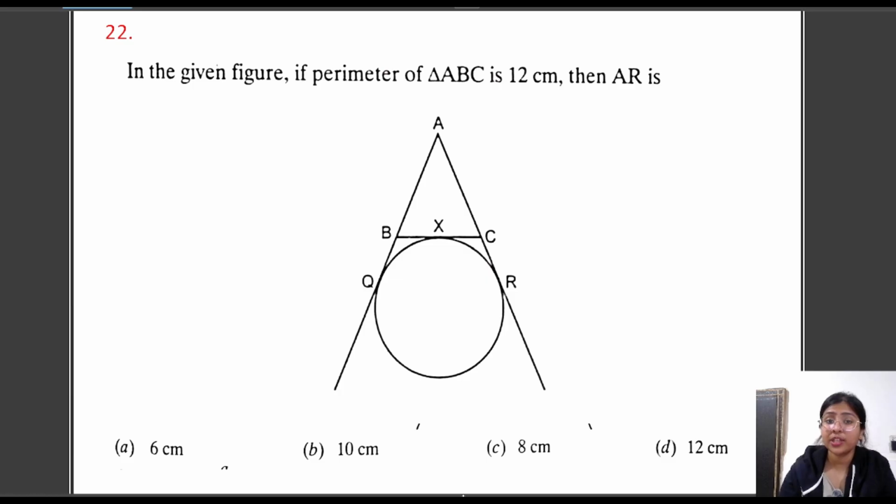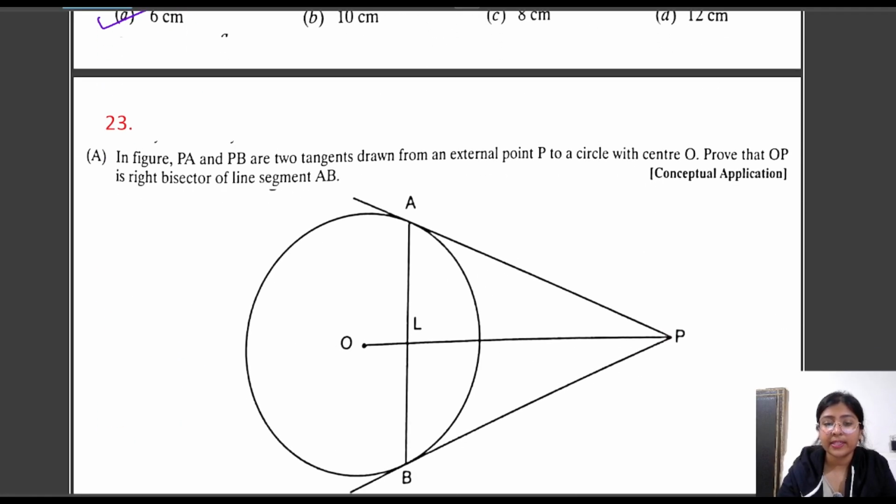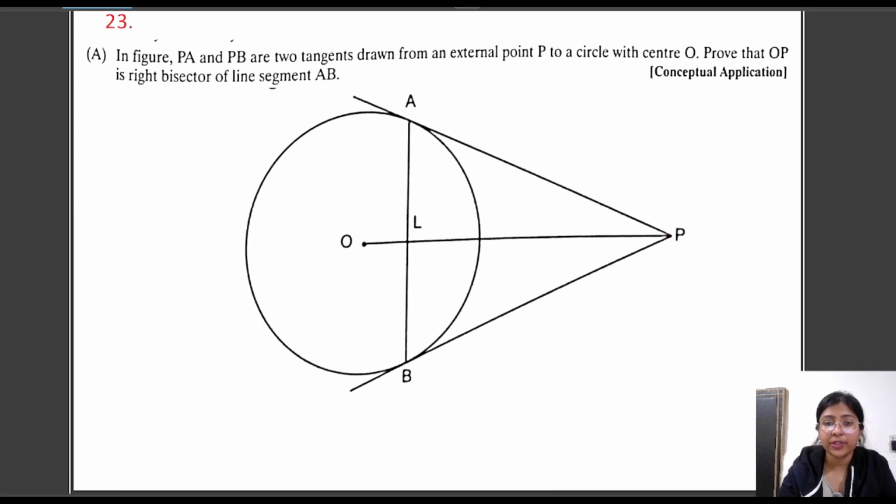Again, a very easy question. I already told you the perimeter is equal to AQ plus AR, and AQ and AR are equal to each other. So the length of AR will be 6 centimeters. I already posted the detailed solution previously, so you can check from that, or you can try, or you can ask me in the comment section. Okay, learners? Now the next question, a very important question.